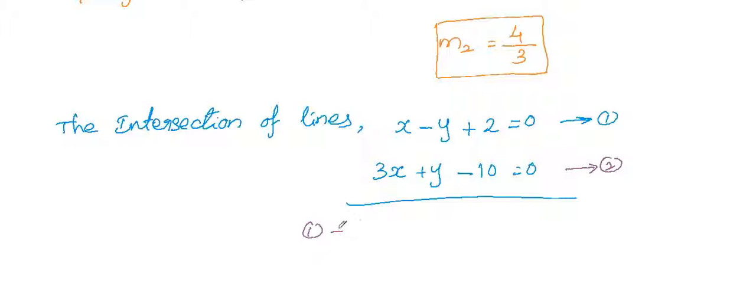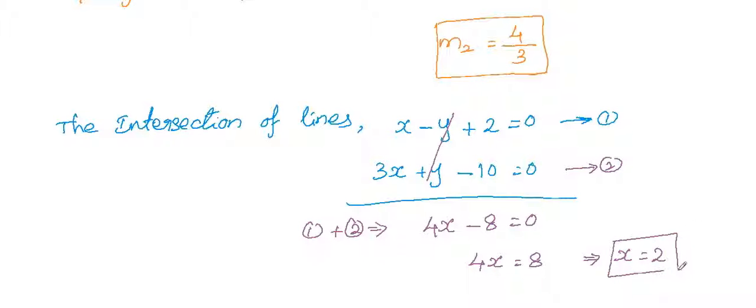Just add both the equations. So x plus 3x becomes 4x, and y minus y cancels out to 0. Then 2 minus 10 is minus 8. So 4x equals 8 and x equals 8 by 4, which is 2.